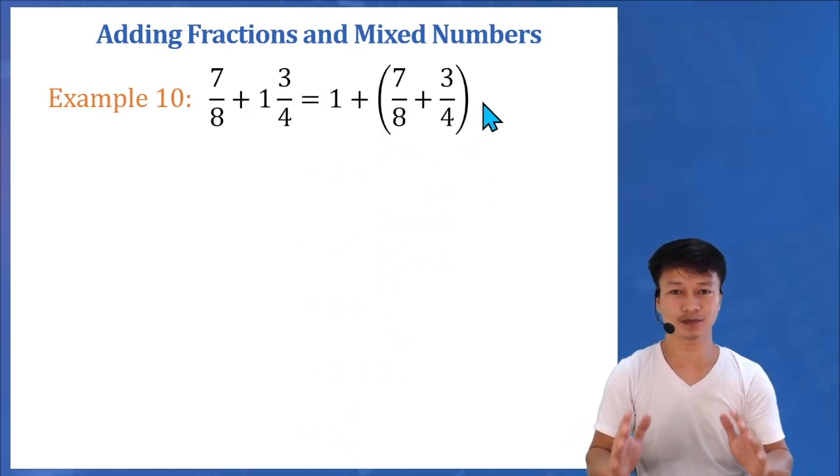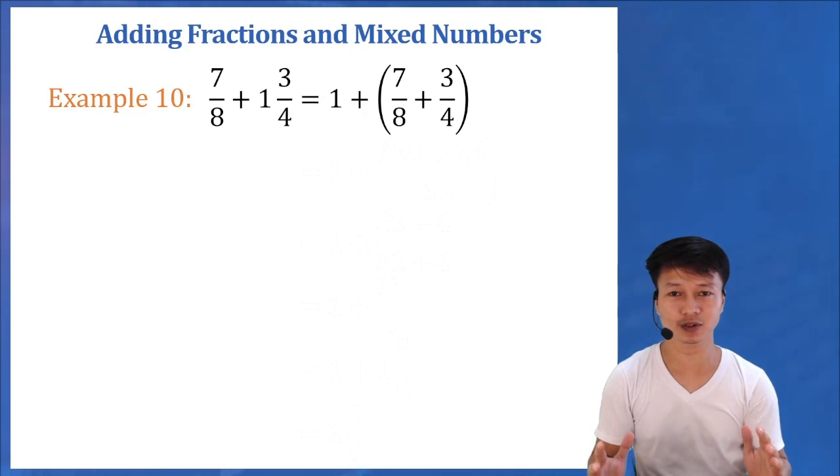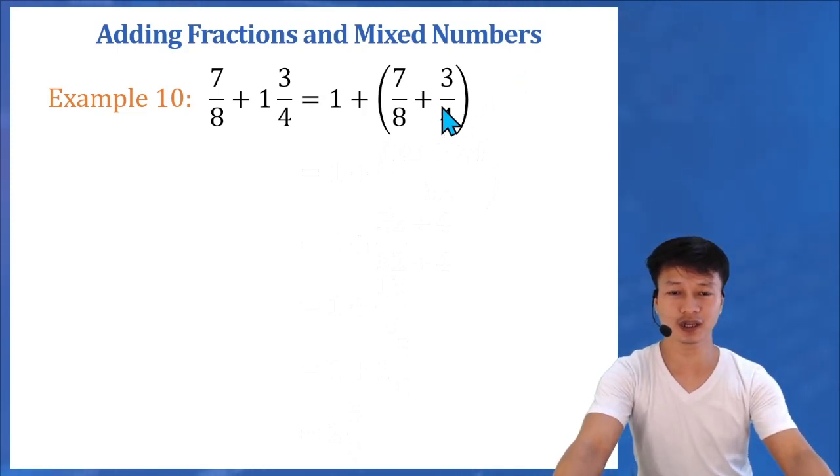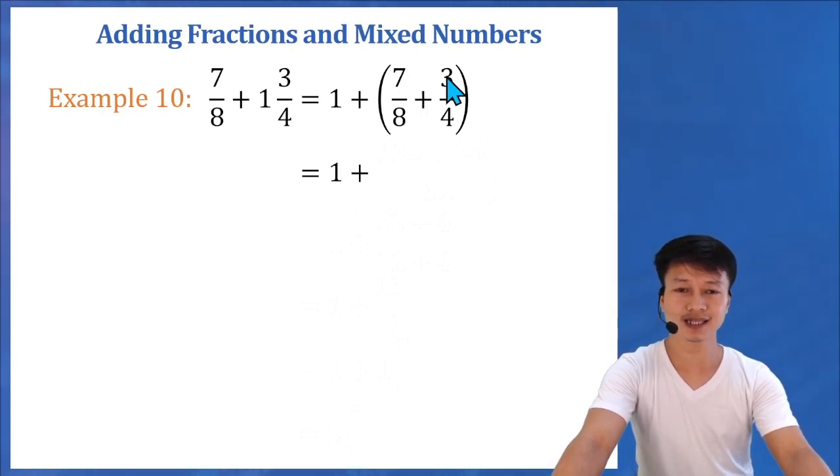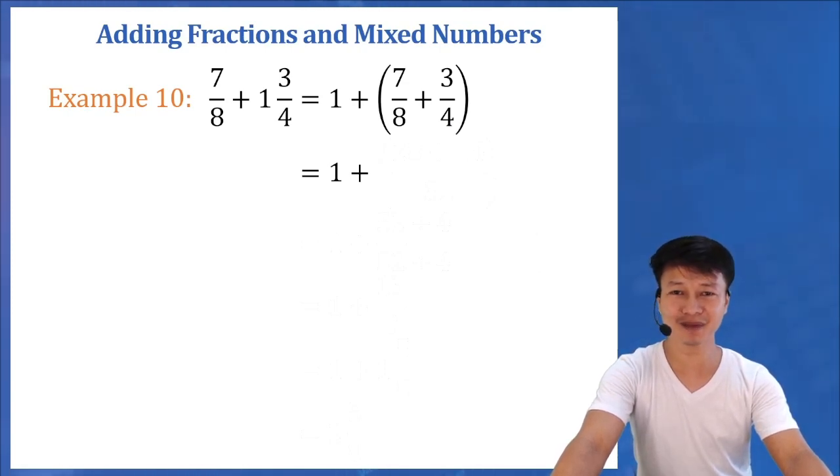And then, it's up to you if you are going to use parentheses to avoid confusion. Just to indicate na itong 7 over 8 plus 3 over 4 are the fraction parts of our addends. Okay? So, this is equal to, just bring down 1 plus. Okay, so look at this fraction. 7 over 8 plus 3 over 4, they are dissimilar fractions, and therefore, we can use butterfly method to simplify this 7 over 8 plus 3 over 4.